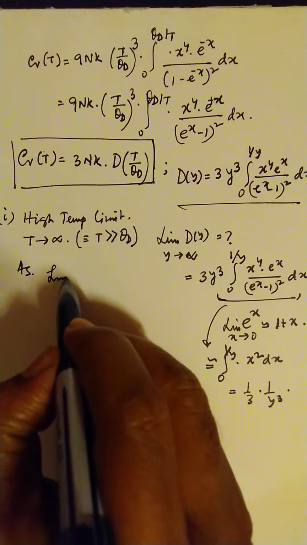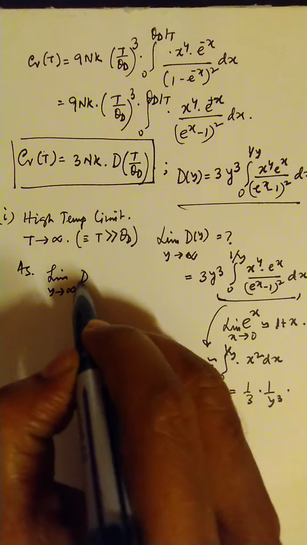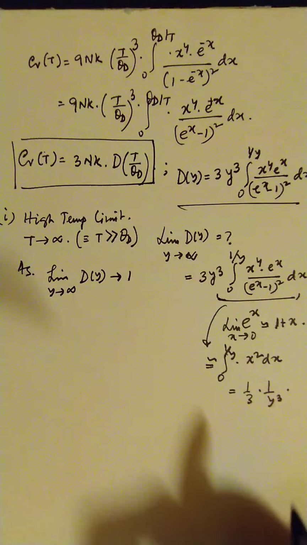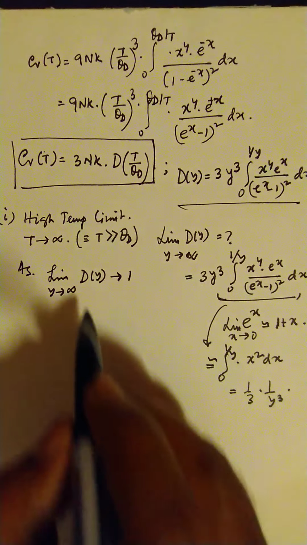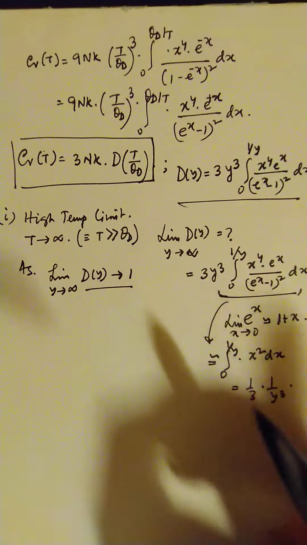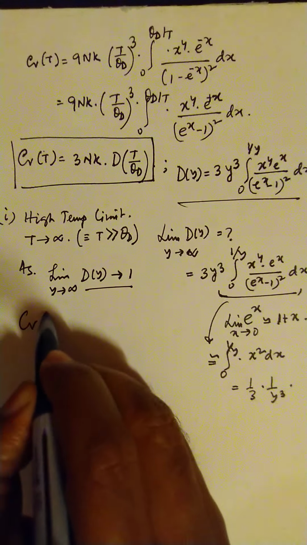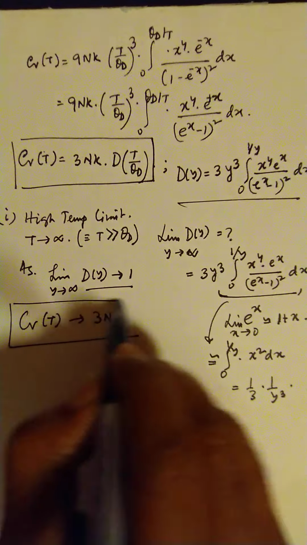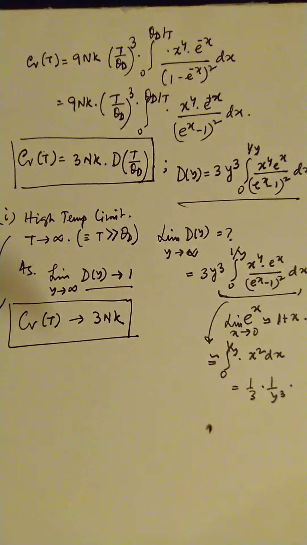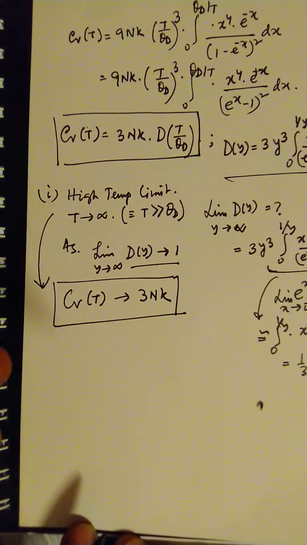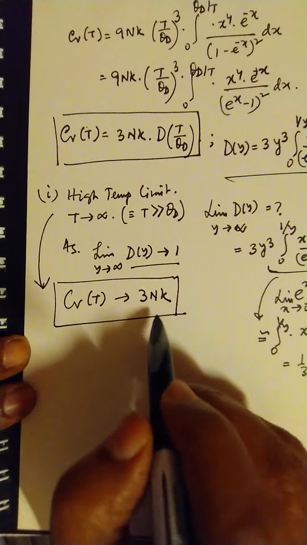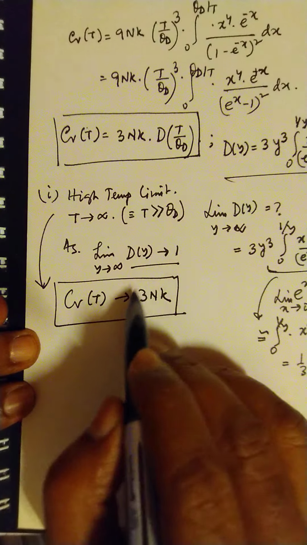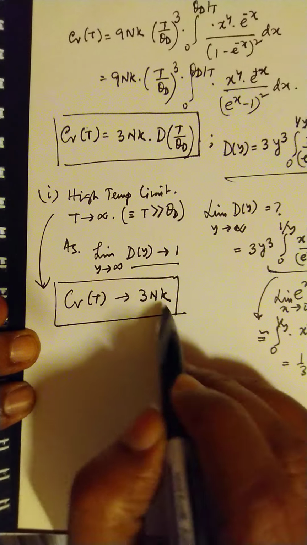So what we find is that as the limit y tending to infinity, Dy goes as 1, right? Because we have 3y cubed and this is 1/3 y cubed, 1 by y cubed, so that becomes 1. So the Dy function goes to 1, and in that case Cv goes to 3nk. That is the upper temperature, high temperature limit, right? That is the high temperature limit, and for 1 mole of a crystal, n becomes Avogadro number, so it becomes 3R.